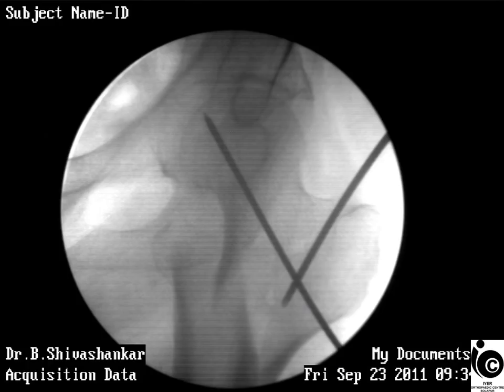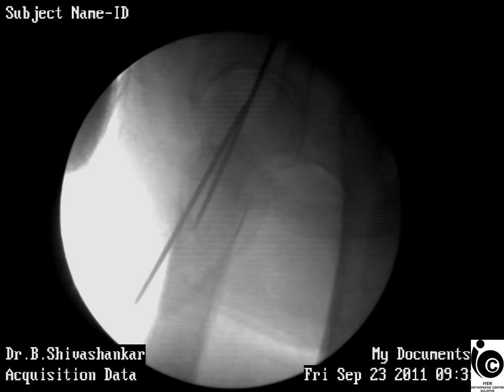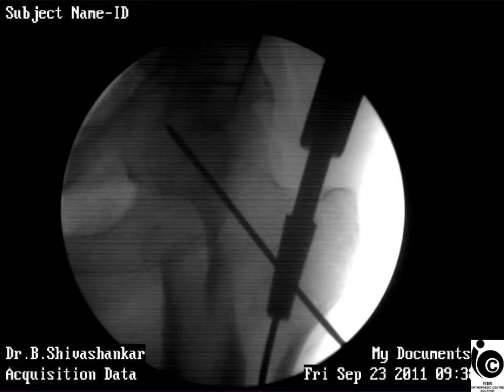Friends, when you are doing a subtrochanteric fracture, always pass the guide pin from the piriformis fossa. Keep the guide pin parallel to the lateral cortex. Don't try to go medially. It has to be parallel to the lateral cortex in AP and parallel to the anterior cortex in lateral view. Very, very important. Once your guide wire or guide pin position is proper, then only open the medullary canal.